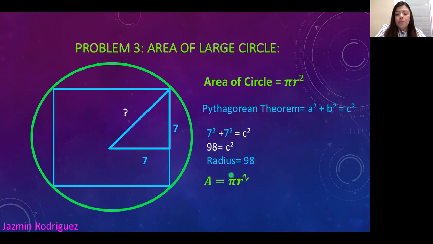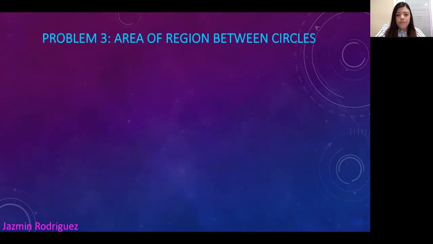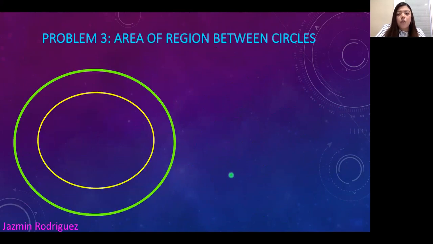And now we'll go ahead and plug that into our formula now that we figured our radius out. And we'll go ahead and get that our area is going to equal 98 pi units squared. Okay, and then for the third part, we want to know what is the area of the region between the two circles.